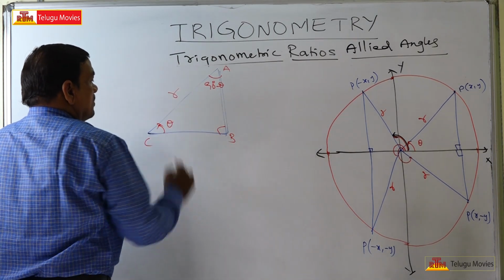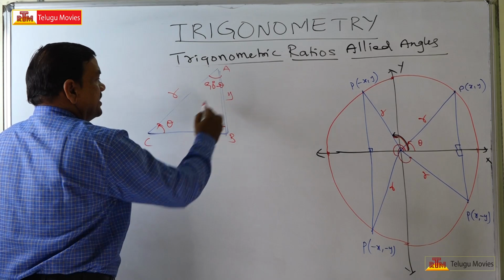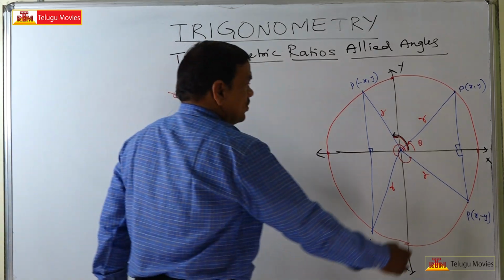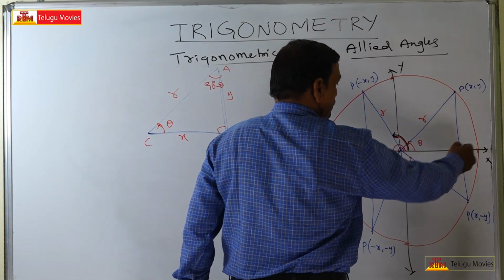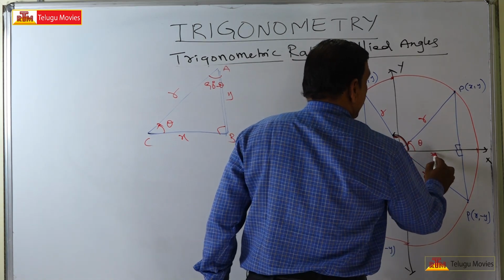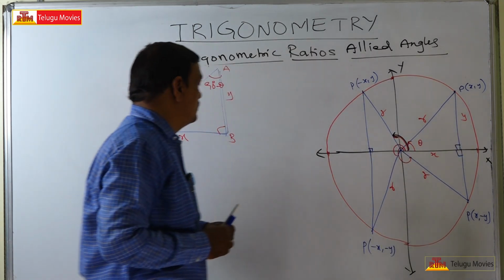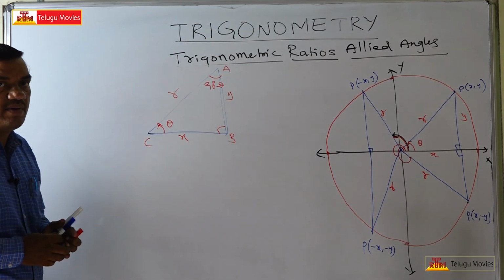Let us take the hypotenuse as r, the opposite side as y, and the adjacent side as x, just like before. So this is the right angle triangle, with this x value and this y value. It is the same diagram I wrote here.